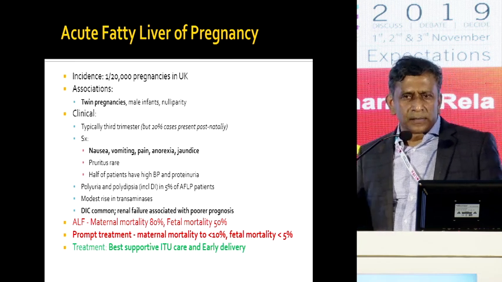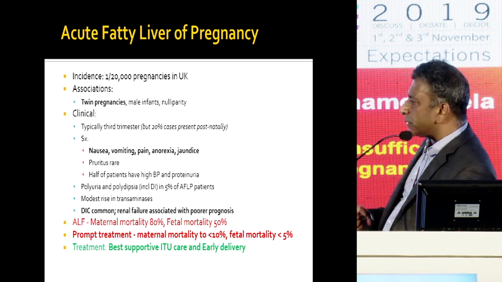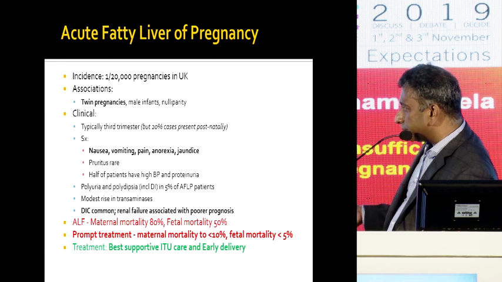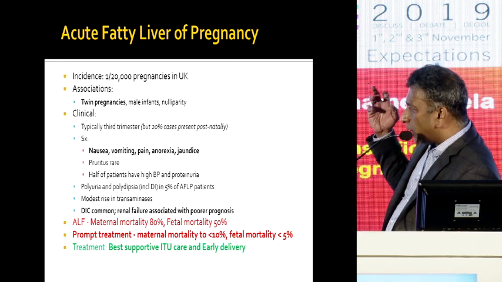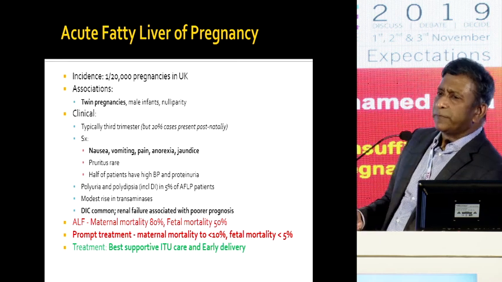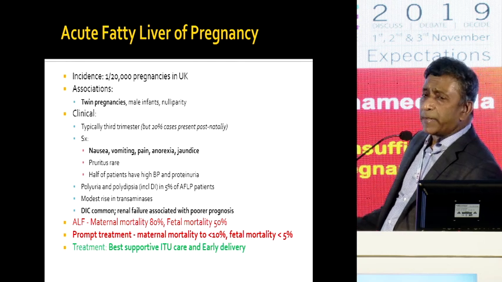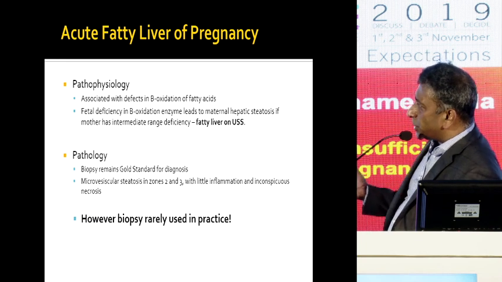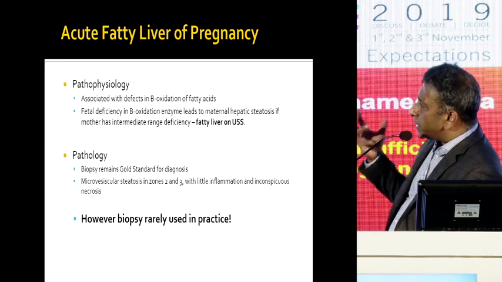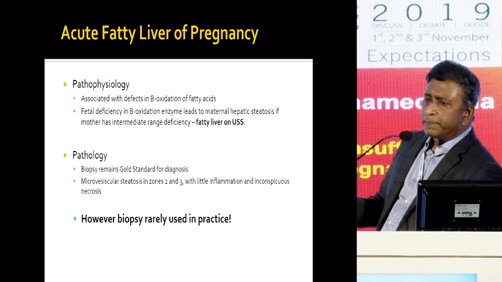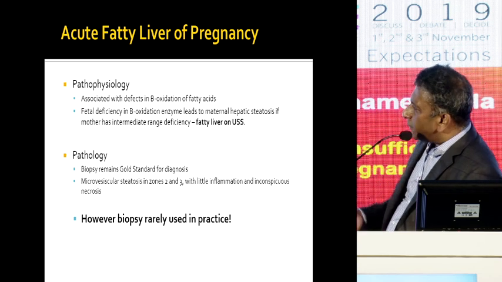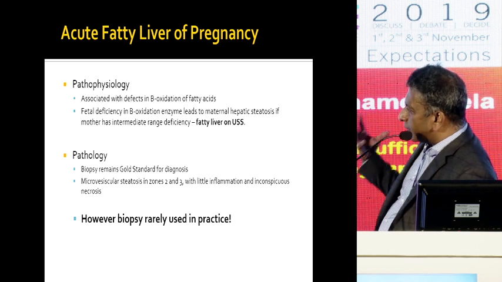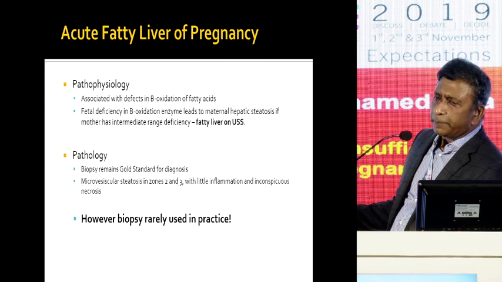So we have a patient with acute liver failure by definition, even though the enzymes may not be very high, and the prognosis is very poor. And here really, if you do prompt treatment and supportive care, I told you, if you deliver the baby, it is reversible. The fatty liver of pregnancy is reversible. It's usually associated with defects in beta oxidation in the mother, combined with possibly a defect in beta oxidation in the baby. And once you deliver the baby, the fatty liver can improve over a period of time.